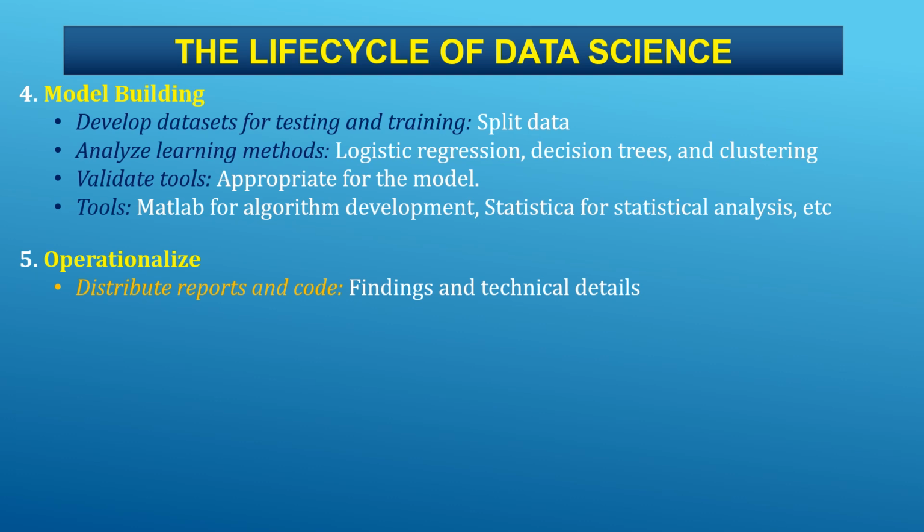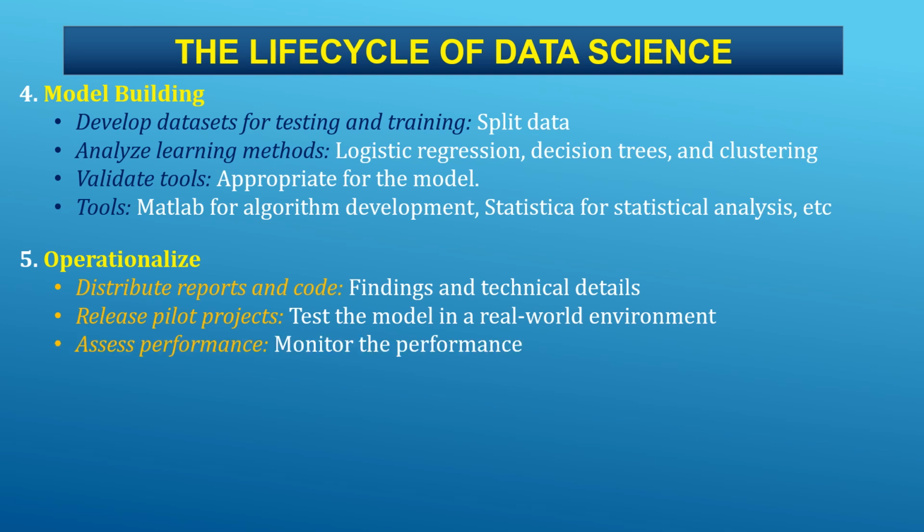Operationalize: distribute reports and codes, share findings and technical details with stakeholders, and release pilot projects. Test the model in a real-world environment with a limited audience, assess performance, and monitor the model's accuracy and performance before full deployment. Implement the churn prediction model in the company's CRM system and monitor its performance for a month before full rollout.